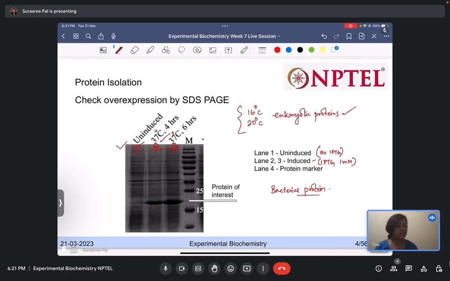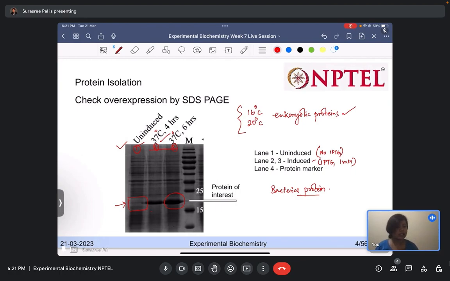Now you can see that this is our band of interest. This is our protein of interest, because in the uninduced sample there is no such band present. This means this protein is not present in the bacterial cells normally, where there has not been any induction, or the inducer has not been added. It is either absent or present in very small amounts. We cannot see it in the uninduced lane, but in the induced lanes we can see this protein of interest.